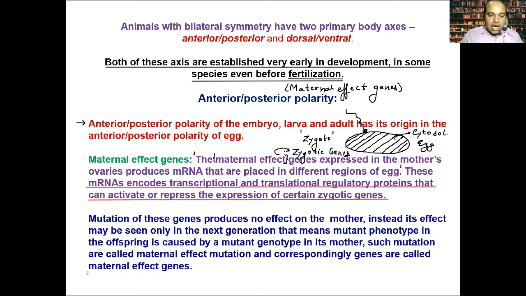So these genes are going to influence the type of offspring that is going to be produced, and these genes are commonly referred to as the maternal effect genes.